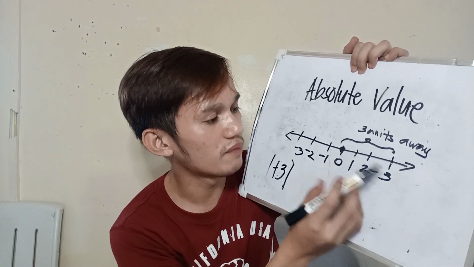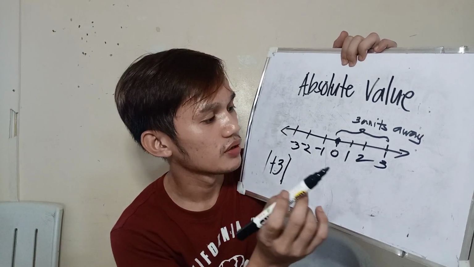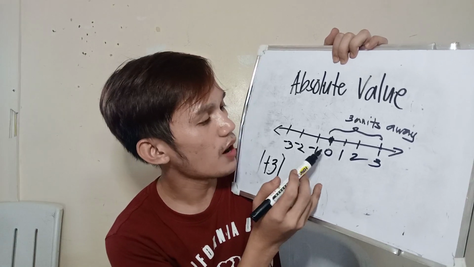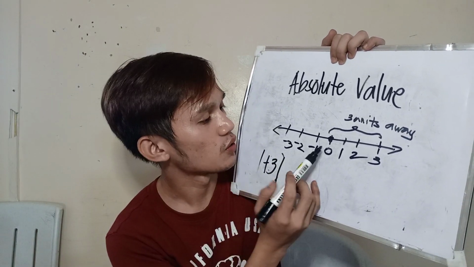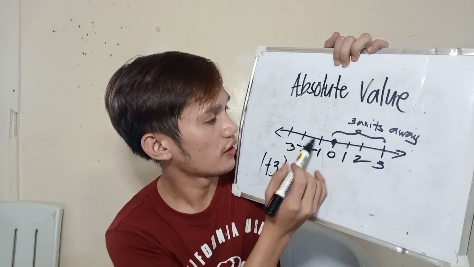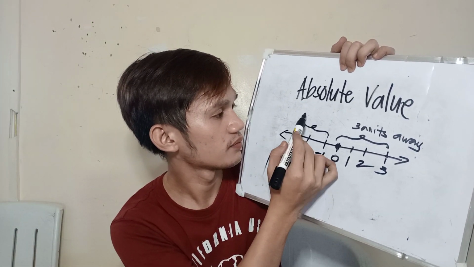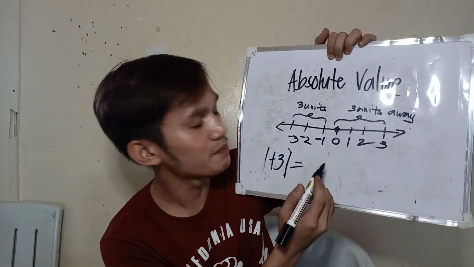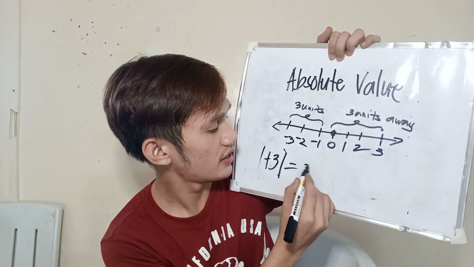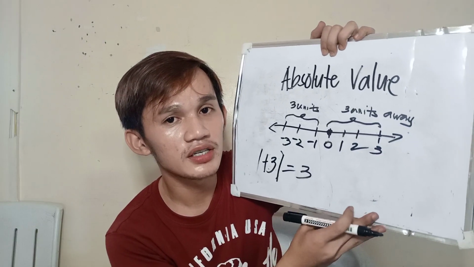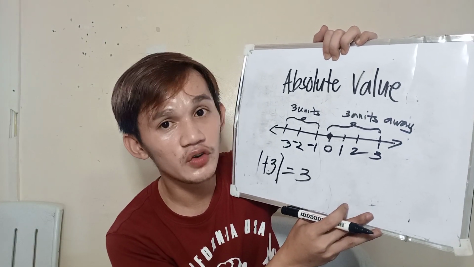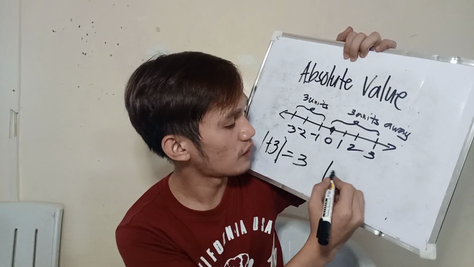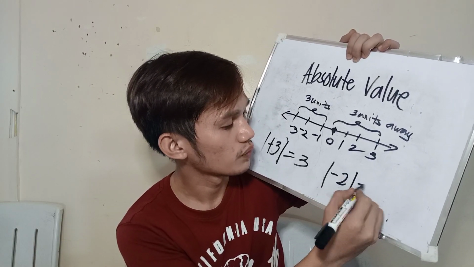So from 0, we have 3 units away. How about going to the right? We have 1, 2, and 3. So we can say that the absolute value of 3 is 3 because it is 3 units away from 0.